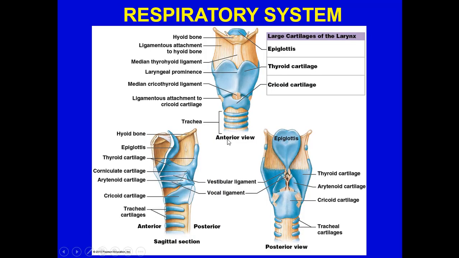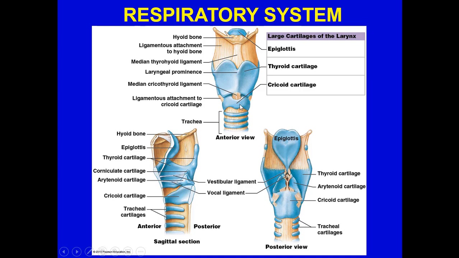If you look here, we're going to have the anterior, the sagittal view, and the posterior view of the area around the larynx, and you'll notice right up here is the hyoid bone. That's that unusual bone that's not connected to any other bones. You have the ligament attachments to the hyoid bone, the medial thyrohyoid ligament. You have the laryngeal prominence here, and this is all of the thyroid cartilage.